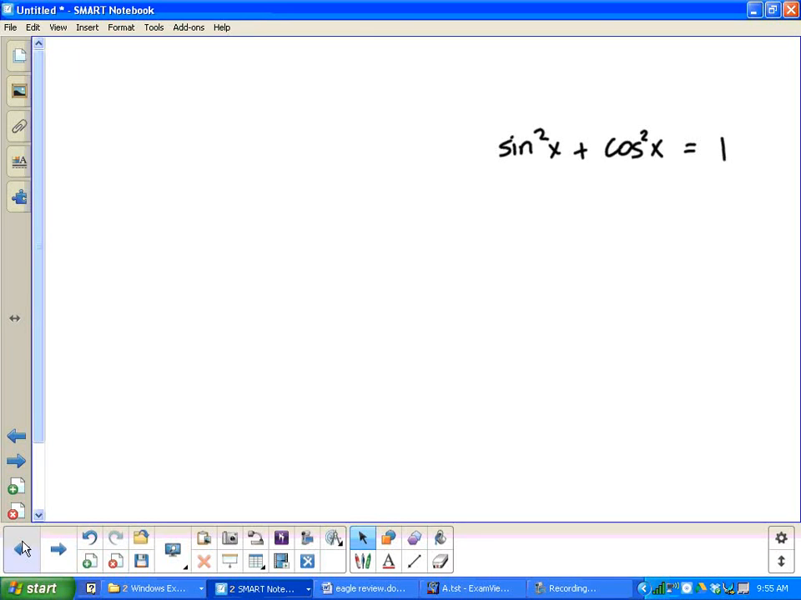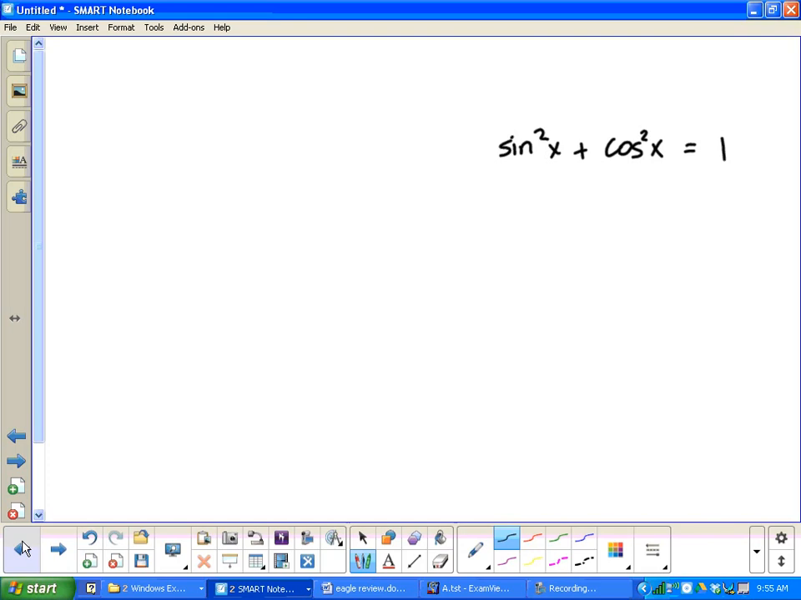So let's start off and see if we can go from our Pythagorean identities. I got the first one written. Remember I told you if you know the first one, you can derive the other two. Sine squared plus cosine squared equals 1. I think most of y'all know that one pretty good. Some of y'all missed that on the test, but you probably know it by now.